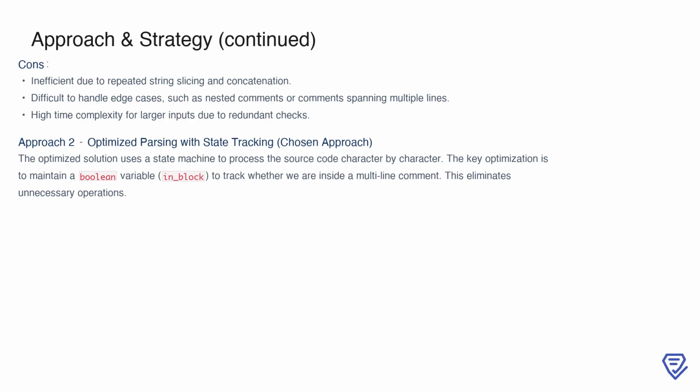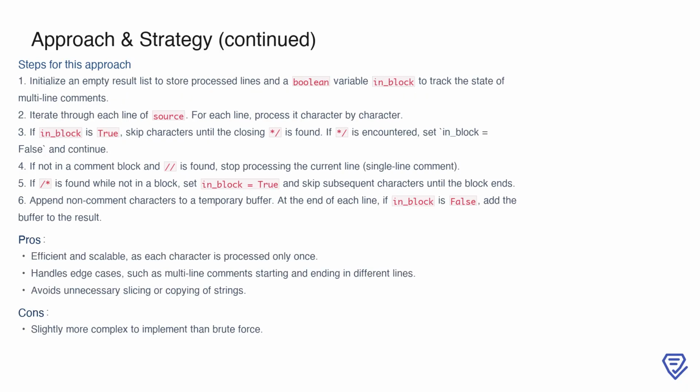To overcome these issues, we propose an optimized solution that uses a state-based approach for parsing, which significantly improves both efficiency and clarity. The optimized approach relies on state tracking to process the source code character by character. Here, we use a Boolean variable, named in_block, to track whether we are inside a multi-line comment. This eliminates redundant operations and ensures efficiency. The steps involve initializing an empty result list to store processed lines and the in_block variable to monitor the state of multi-line comments. We then iterate through each line of the source, processing it character by character.